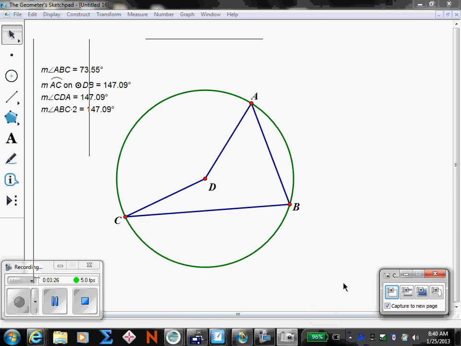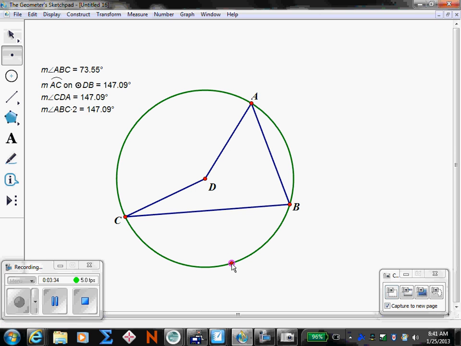Before we go back and write some conjectures, I want to look at one other thing. I am going to put another point on the circle and construct another angle. So now I'm going to connect point C to this point. That's going to be called probably point E. Notice that it has the same intercepted arc. I could slide this around and it doesn't matter. It stays with the same endpoints.